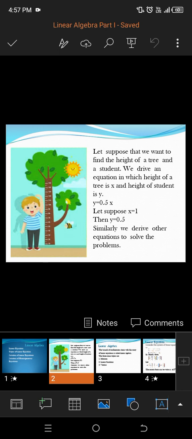Let's suppose x is equal to 1, then y is equal to 0.5. Similarly, we can find other values. Similarly, we derive other equations to solve the problem.